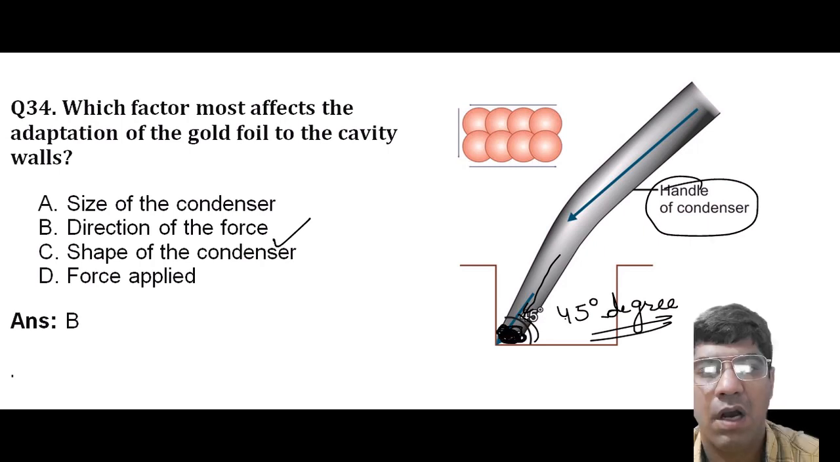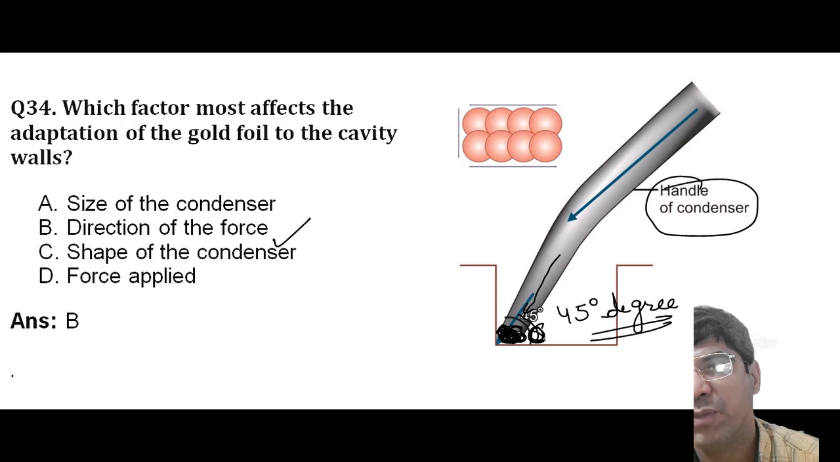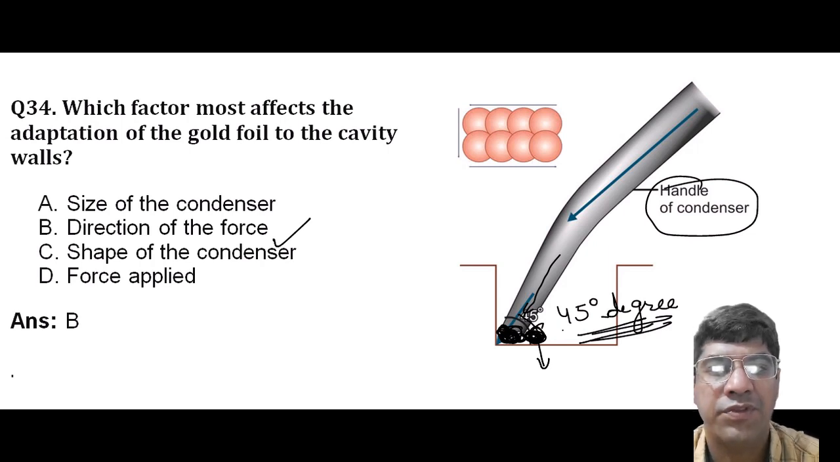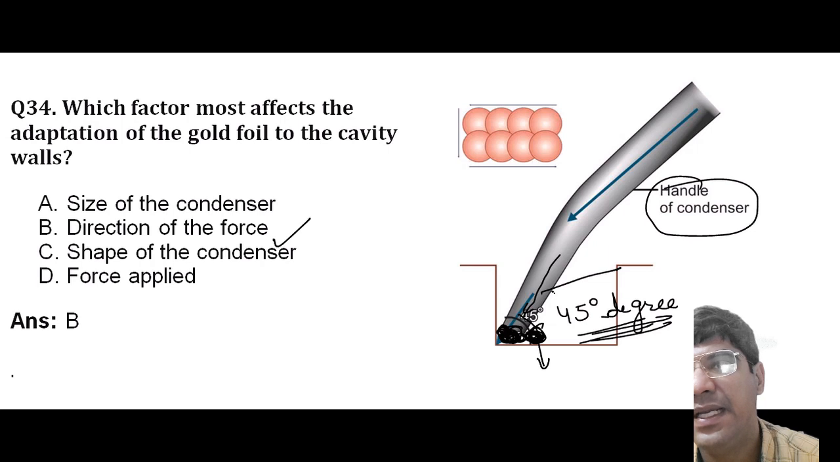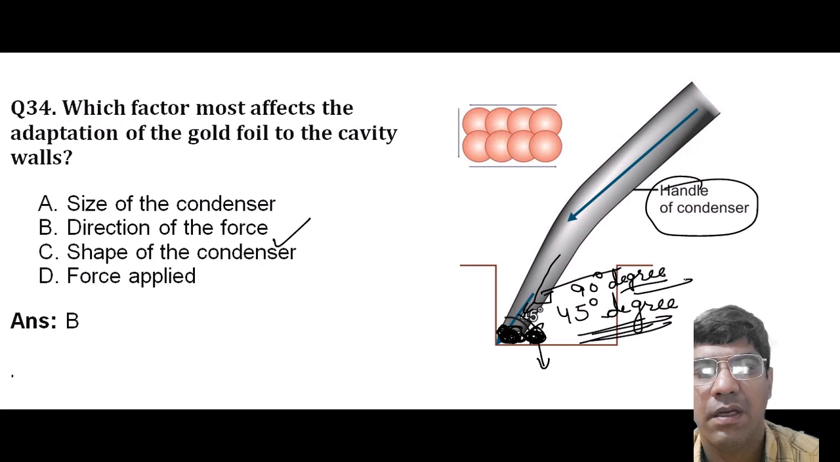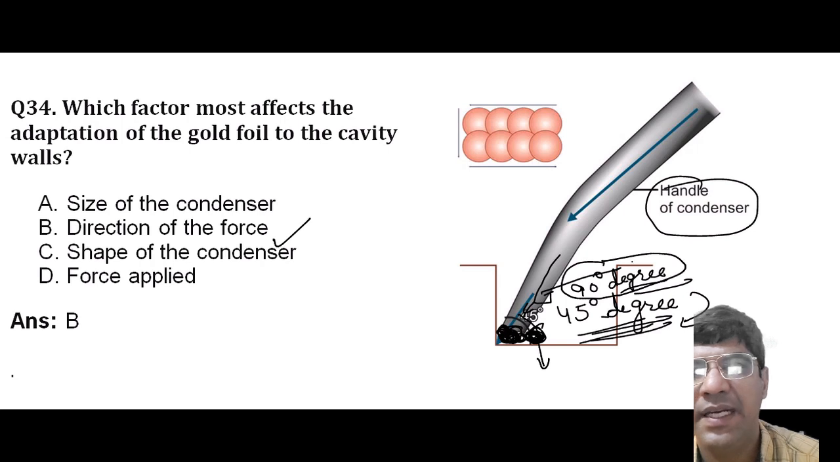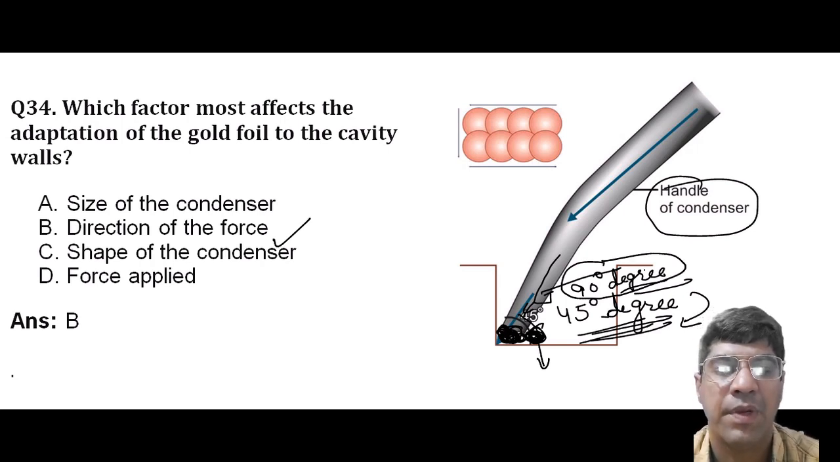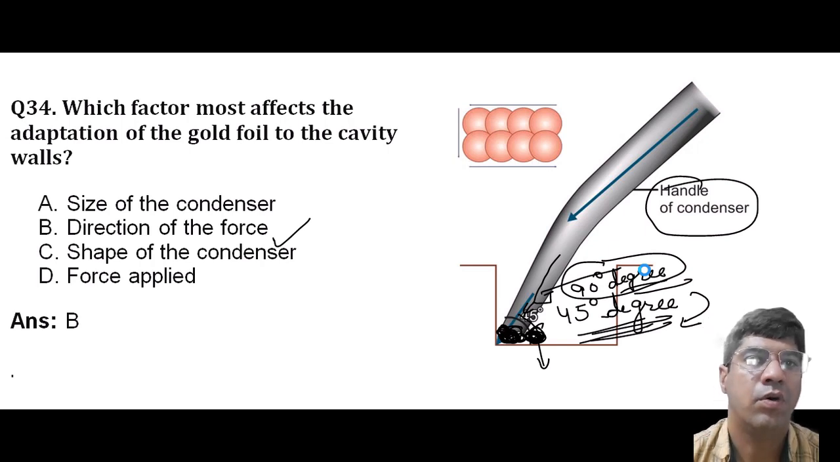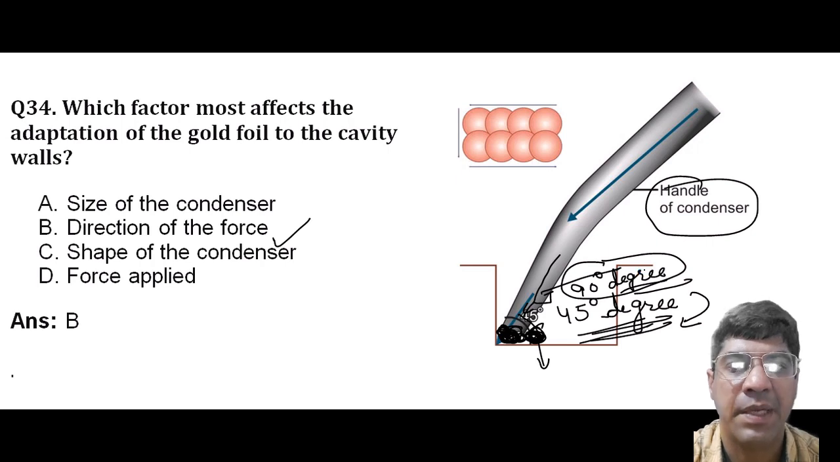Suppose the first increment has been done at 45 degrees. After that the force of condensation is at 90 degrees to the previously condensed gold. This 90 degrees would prevent the displacement of the gold piece that has already been condensed. So that is why the direction of force is important.